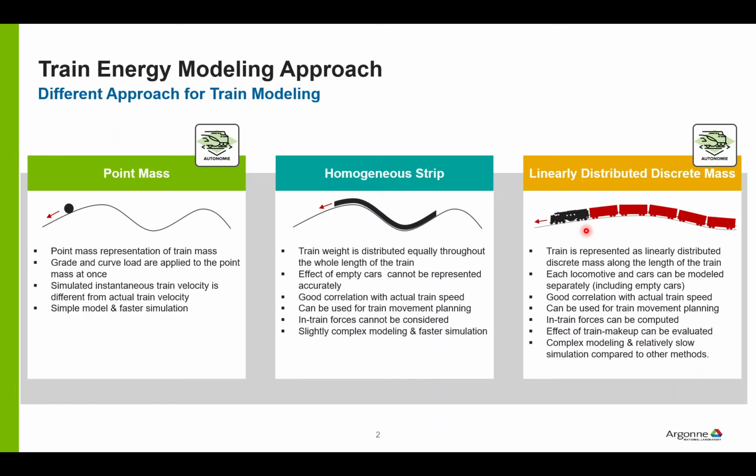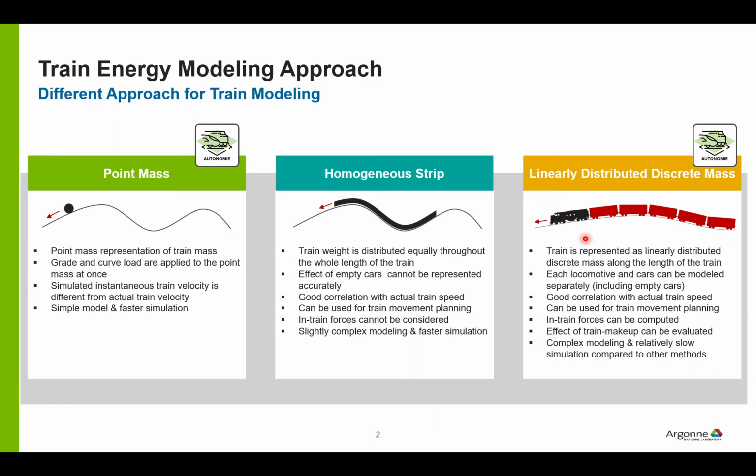So when you are interested in the in-train forces and distributed powertrain configuration, if you want to evaluate the energy consumption for such applications, then this method gives more accurate results. In terms of complexity, since we are modeling each and every car and locomotive, it is slightly more complex than the other two methods, and the simulation time is also slightly on the higher side compared to these two methods. But in terms of accuracy, this gives the most accurate results.